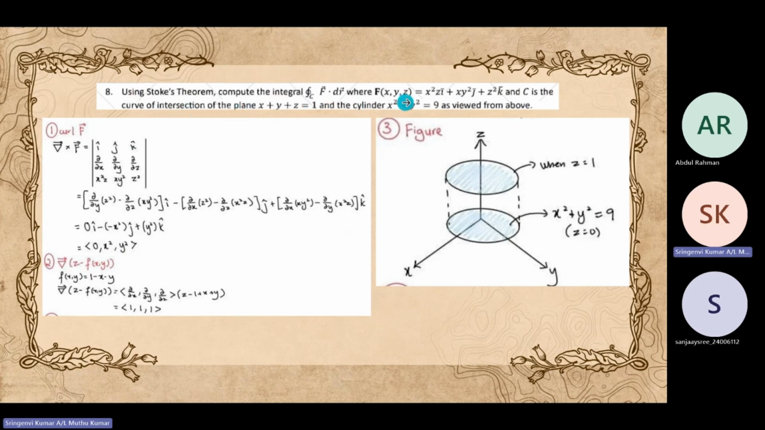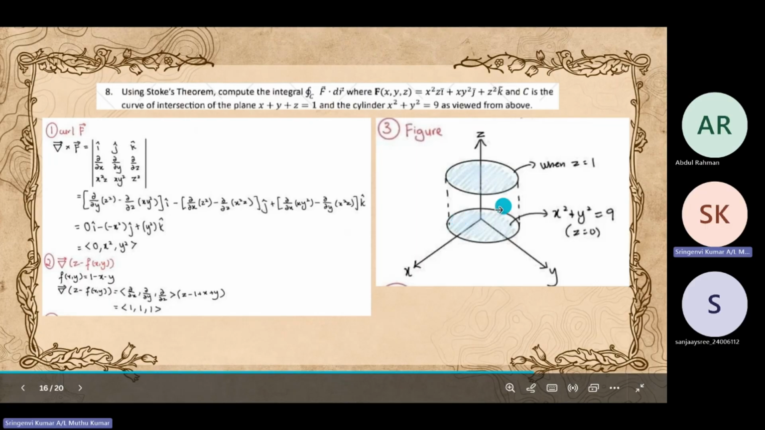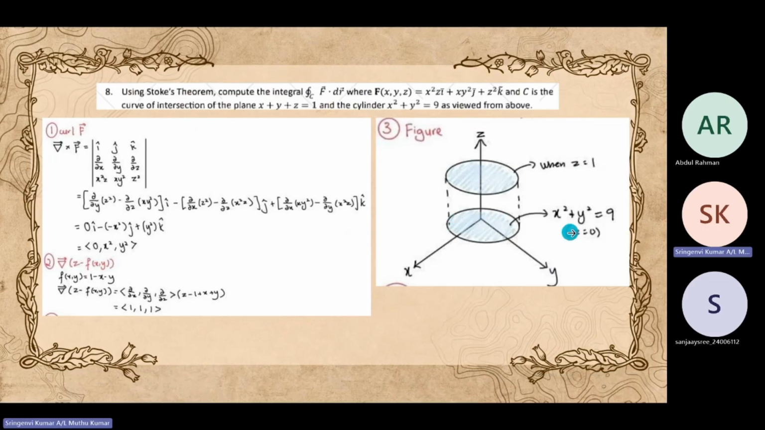F of xyz is equal to x squared z i plus x y squared j plus z squared k, and c is the curve of intersection of the plane x plus y plus z is equal to 1, and the cylinder x squared plus y squared is equal to 9 as viewed from above. Again, we need to find the curl, and here we use the same formula to find 0, x squared, and y squared. And then we multiply the curl with the gradient of z minus f of xy to get 1, 1, 1. Here, the figure shows the region where z is equal to 1 and x squared plus y squared is equal to 9.